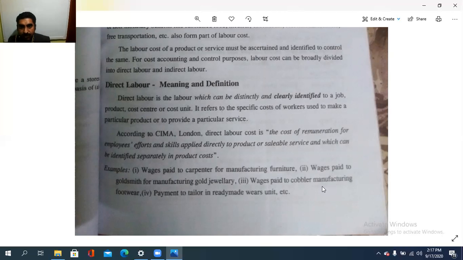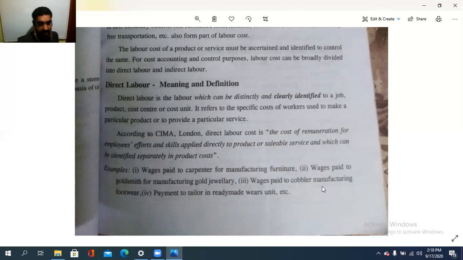It refers to a specific cost of the workers that is used to make a particular product or to provide a particular service. Whatever is paid to the workers who come for providing a service or producing a product, that is direct labor in simple sense.